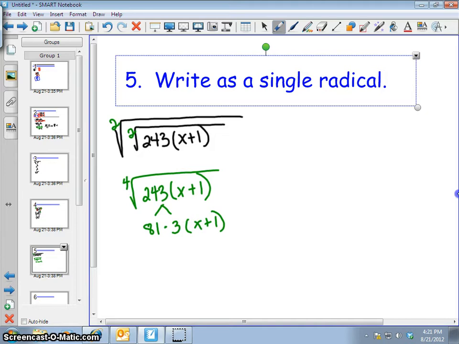And the 4th root of 81 is 3. So that 3 comes outside from the 81. This 4th root of 81 is 3. And then we still have on the inside the 4th root of 3 times quantity x plus 1. And now we are finished.